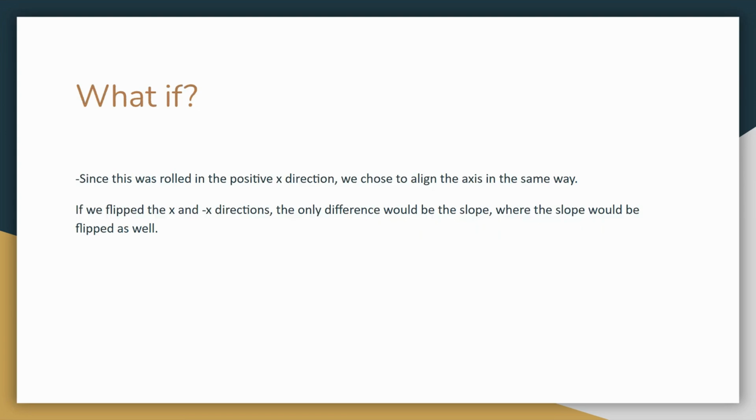Now, here's our what if, which is we rolled the object in the positive x direction and we chose to align the axis in that same way. However, if we flipped the x and negative x directions, the only difference would be slope, where the slope would be flipped as well, since it is constant motion and the velocity is a straight continuous line.